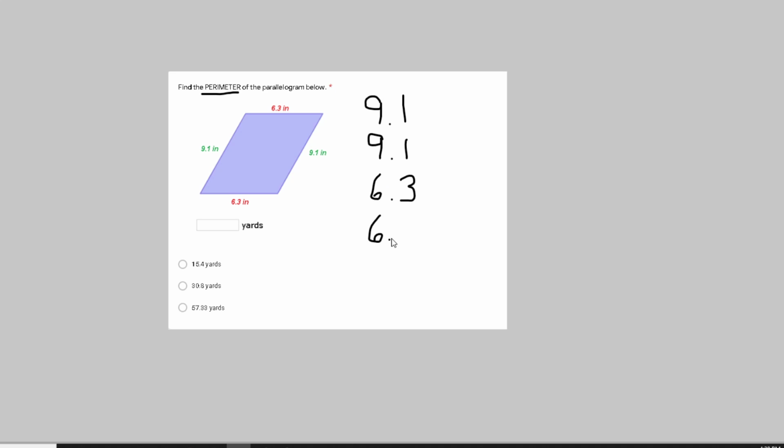Okay, so you write it in. Now we're going to add. If you want to split it up, that's fine, but this works as well. The decimal is going to be in the same spot. Now we do 1 plus 1. That's 2. Plus 3 is 5. Plus 3 is 8. 8 here. 9 plus 9 is 18. Plus 6 is 24. Plus another 6 is 30. So you should have gotten 30.8 yards.